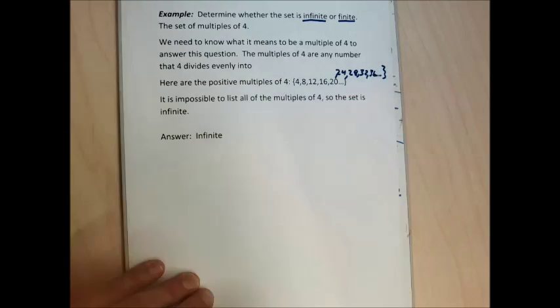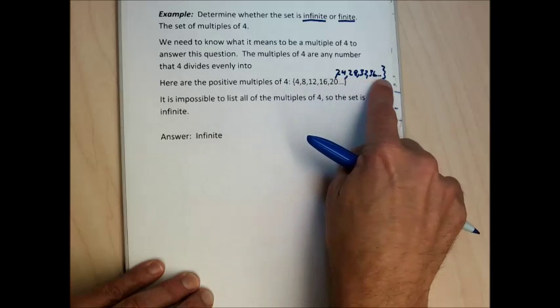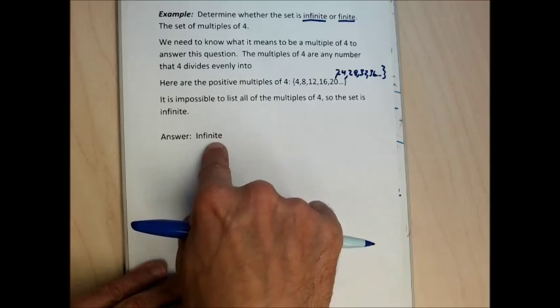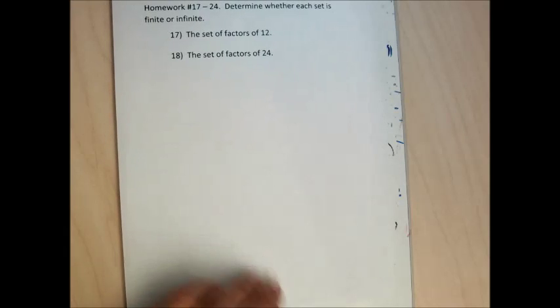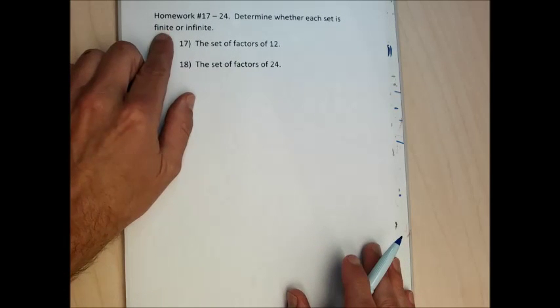Multiples go on forever. Factors are a finite set, but multiples, you could take the number that you're finding the multiples for and you can multiply it by any integer and you get a multiple. So it's impossible to list all the multiples of 4, so this is an infinite set. Homework problems. I don't really have to list the elements of the set. I just need to determine whether they're finite or infinite. My answers are either going to be finite or infinite.